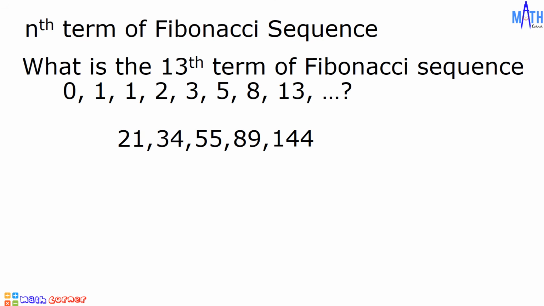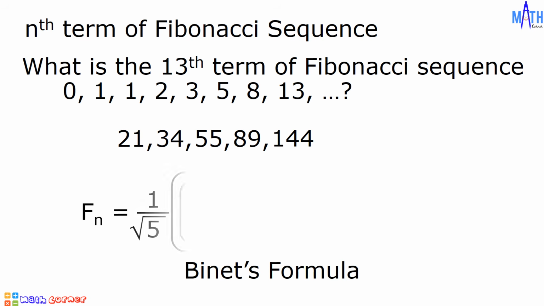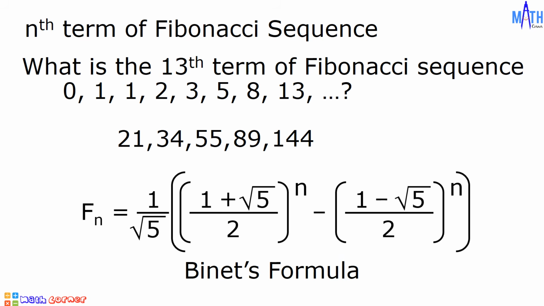Another way to solve for the nth term of Fibonacci sequence is by using a formula. Since the Fibonacci sequence is strongly related to the golden ratio, we can use Binet's formula. If we are looking for the 13th term, or f sub 12, we can substitute 12 for n in this formula, and we can use a calculator to simplify.